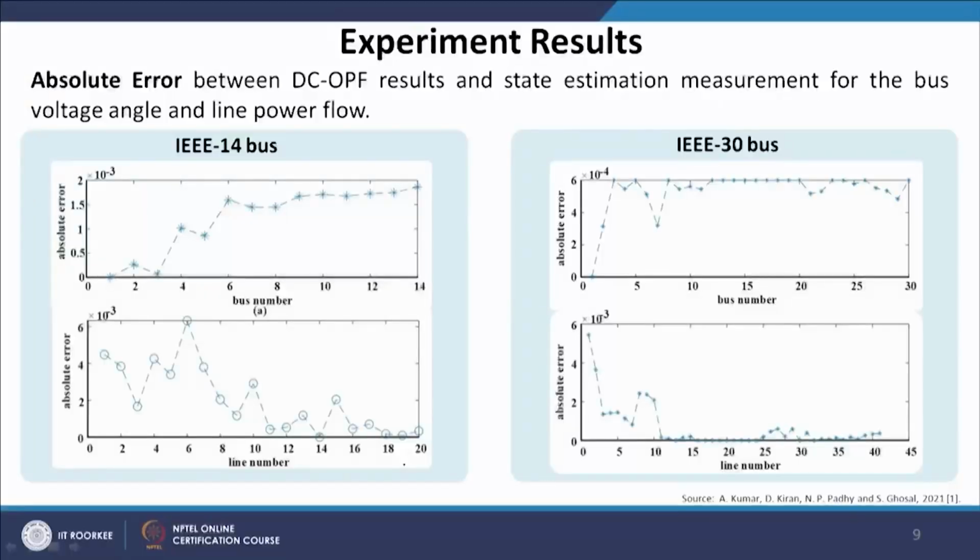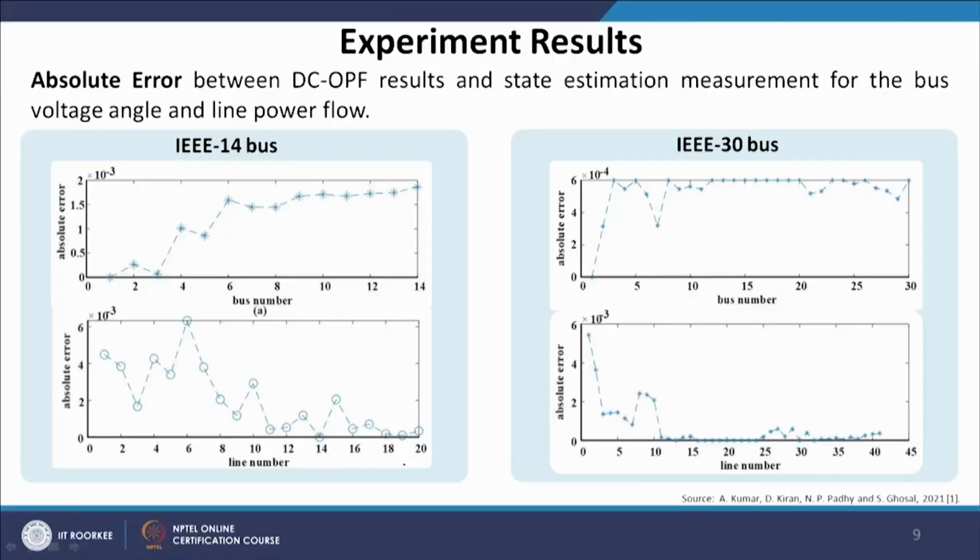Now, let us understand a bit about experimental results. So, the absolute error between DC OPF results and state estimation measurement for the buses, that is voltage angle and line power flow. What we have done is carry out DC OPF, which gives me the voltage angle at each and every bus, and using the state estimation also I can calculate the same parameters, and then we can understand the absolute errors for each system.